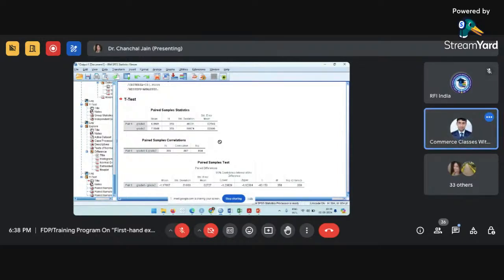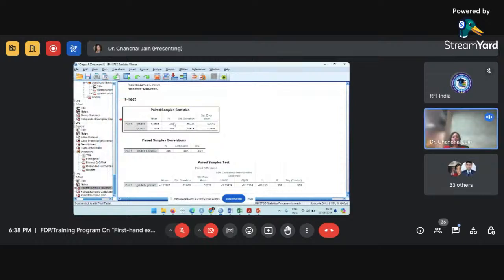Okay, so we are starting with the interpretation part. We can see the first table is for the paired samples statistics, which gives the grade 1 and grade 2 averages. Grade 1 average is 6.01, grade 2 average is 7.19. These are the mean averages for the grades. These are the number of observations for both the pairs, then the standard deviation for both grades, and the standard error of mean.